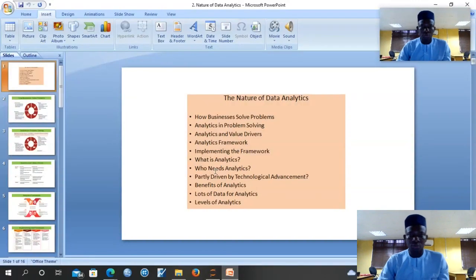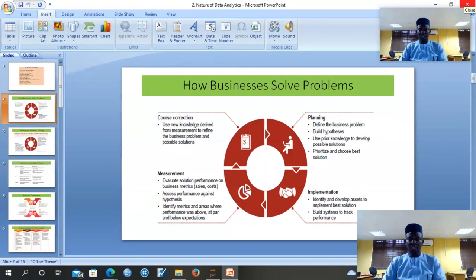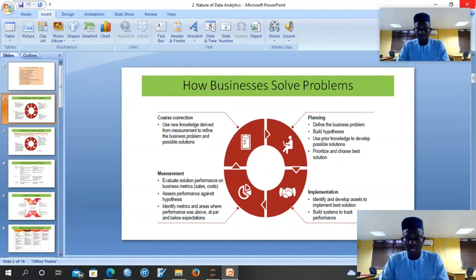We now move to the nature of data analytics. To start with, one management organization divides the means of solving problems in a business organization into 4 ways. That is, either you are doing planning, implementation, course correction, or measurement. Why is data useful in all this?